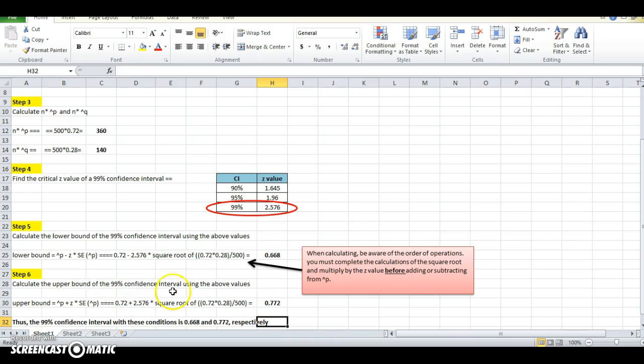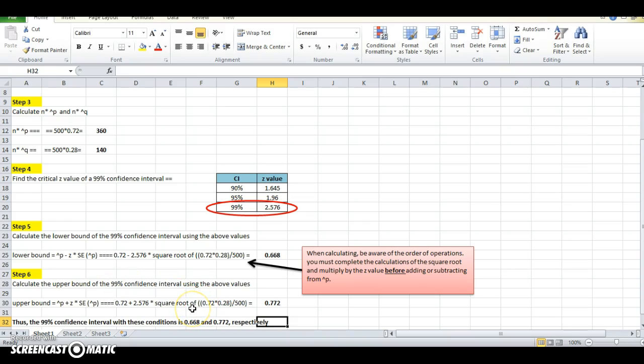So step 6, the upper bound. Same thing, the only difference is minus and plus. It's really your only difference. Same order of operations, and it gets you 0.772. So the 99% confidence interval with these conditions is 0.668 to 0.772.